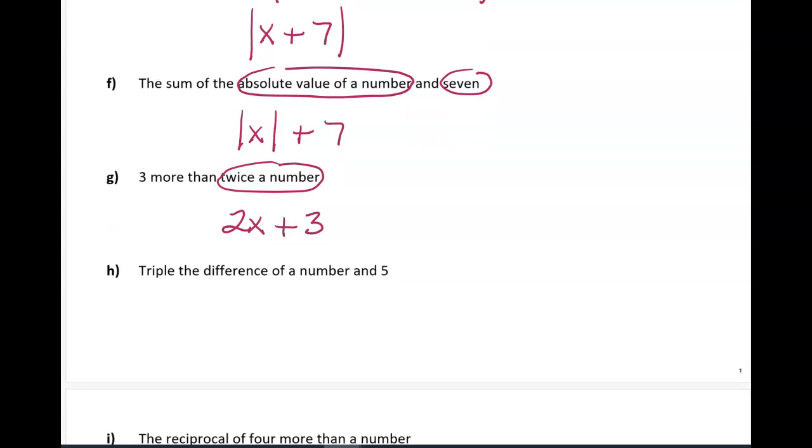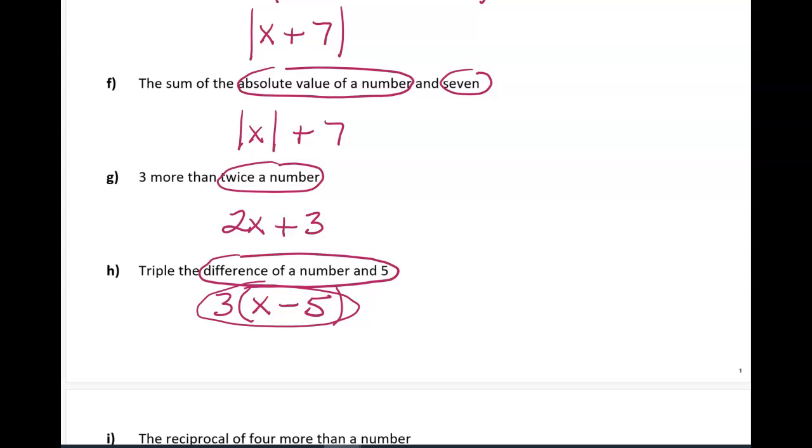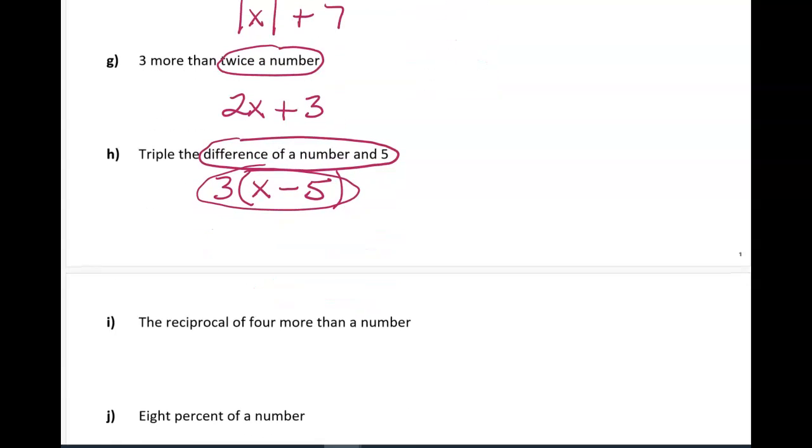In H, triple the difference of a number and 5. So we're tripling the difference of a number and 5. So we have to find the difference of a number and 5 first. That's going to be, difference means subtract. And then we have to multiply that times 3. Now, in order to make it so that the difference happens first, we have to use parentheses around the x minus 5, because normally differences or subtractions have to happen after multiplication. But we have to put parentheses around it here to indicate that we're tripling that entire difference.